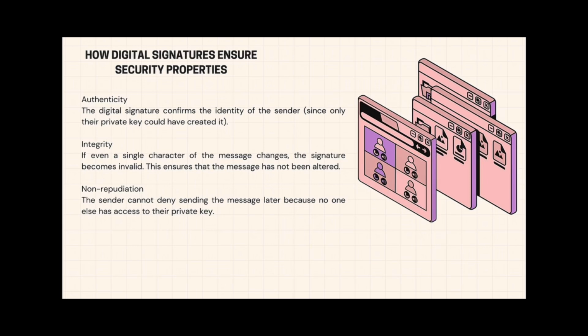Okay, so next we move on to how digital signature ensures security properties. First is authenticity. The digital signature confirms the identity of the sender, since only their private key could have created it. Next is integrity. If even a single character of the message changes, the signature becomes invalid. This ensures that the message has not been altered. Lastly is non-repudiation. The sender cannot deny sending the message later because no one else has access to their private key.